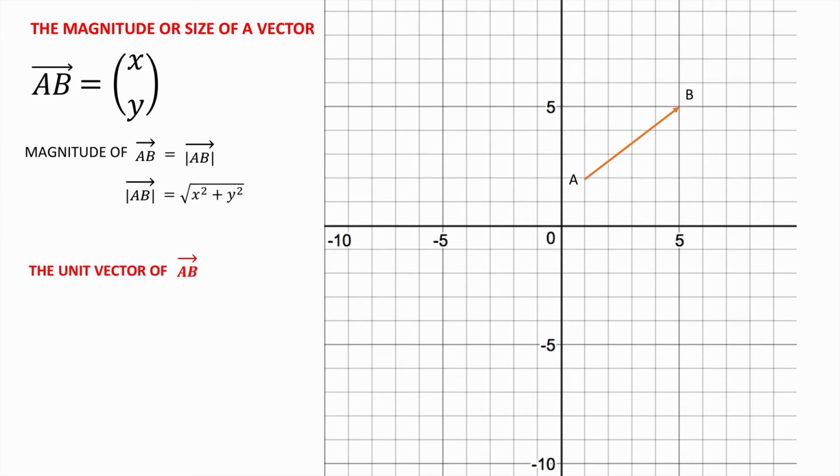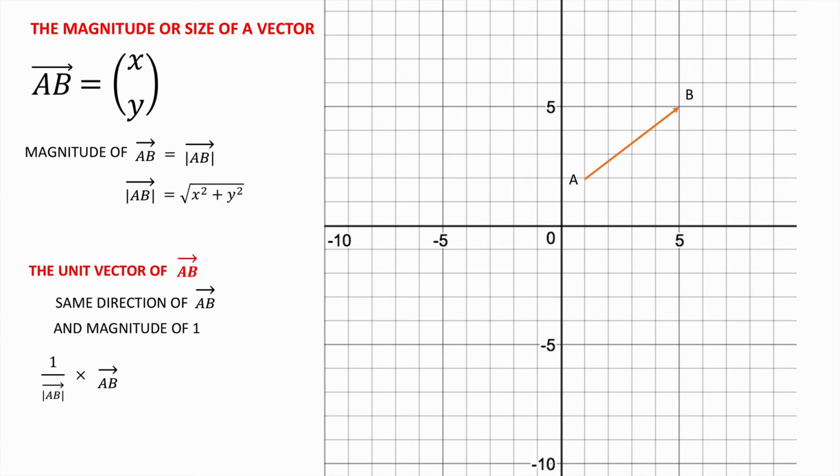Now we're going to look at the unit vector of AB. The unit vector of AB is a vector that is in the same direction as AB and it has a magnitude of 1. The formula for the unit vector of AB is 1 over the magnitude of AB times the column vector AB. Let's look at a quick example.